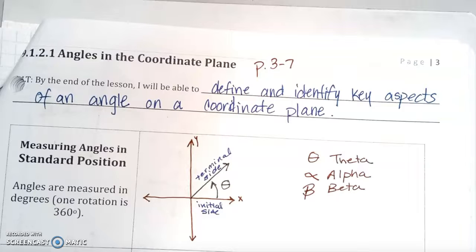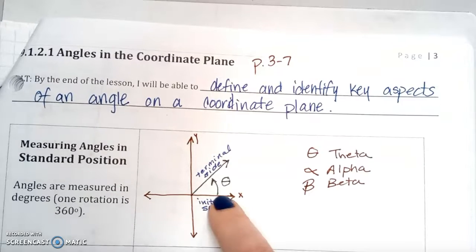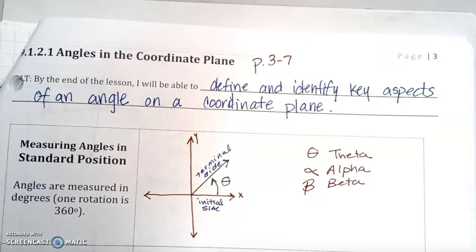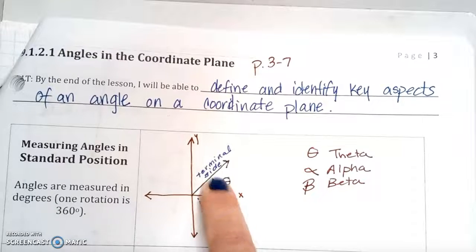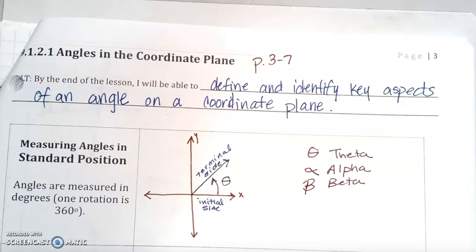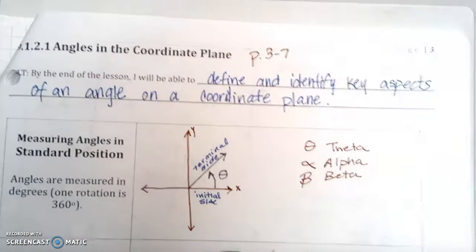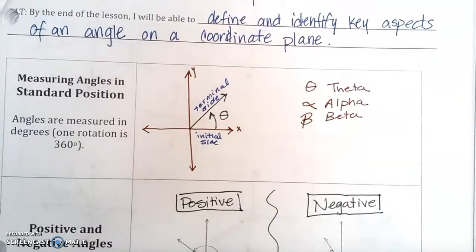Okay. All right. So when you have an angle in the coordinate plane, it's going to have what we call an initial side and a terminal side. Terminal just means the end, like if you're dead, you're terminal. You guys heard that before? Yeah. So it's the end. All right. Any questions on that?